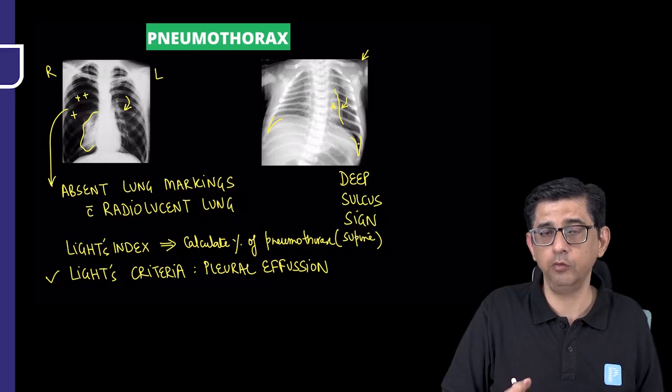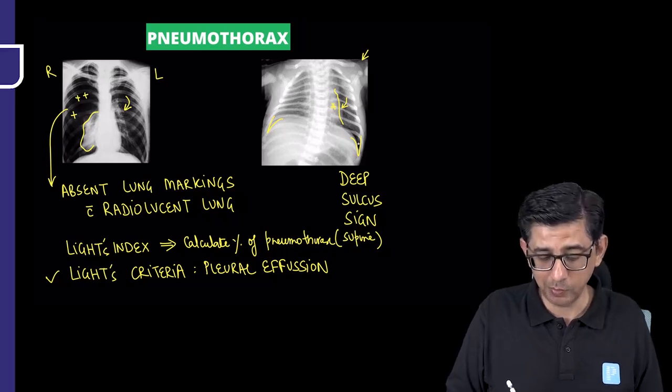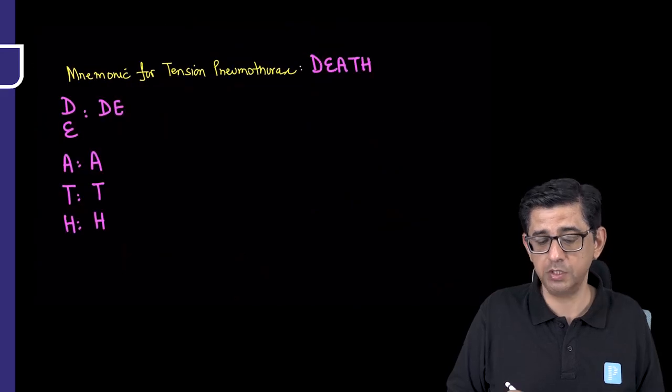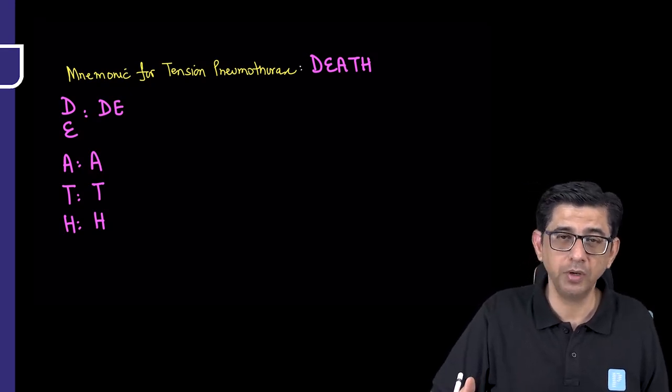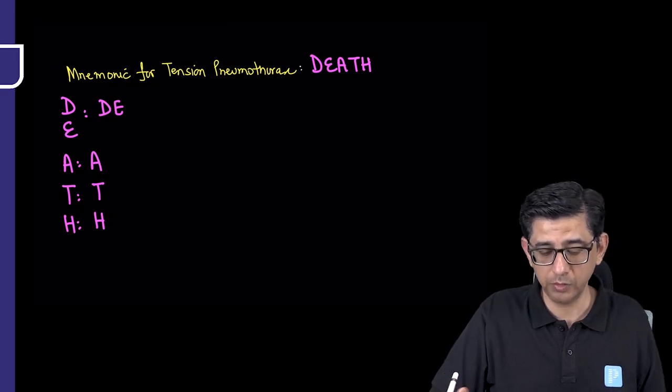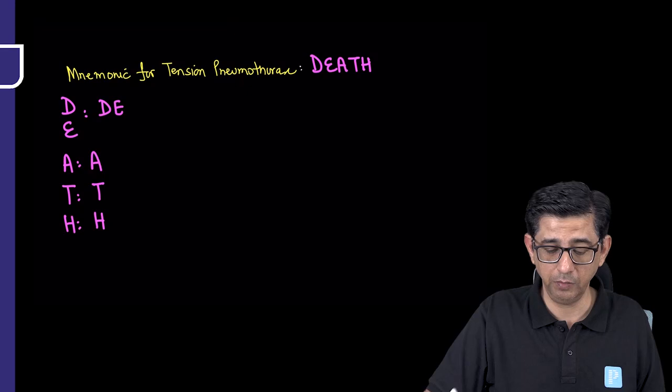There would be tidaling, there would be intermittent bubbling, and not a continuous bubbling. Continuous bubbling is always suggestive of an air leak. Let us now focus on a mnemonic that helps us remember these findings. And this mnemonic for tension pneumothorax can be remembered by the name DEATH. Tension pneumothorax can contribute to development of death.